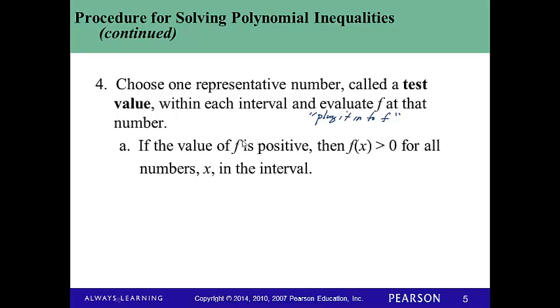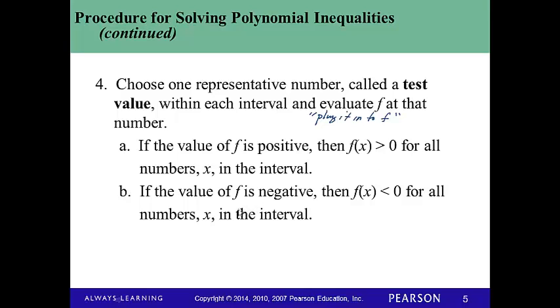If the value of f is positive, then f of x is greater than 0 for all x's in that interval. So whatever test value you pick, if you plugged it into f and it came out to be positive, then you're saying that f of x is greater than 0 for that interval. And if you plug your test value into f and it comes out negative, then you're saying f of x is less than 0 for that interval.